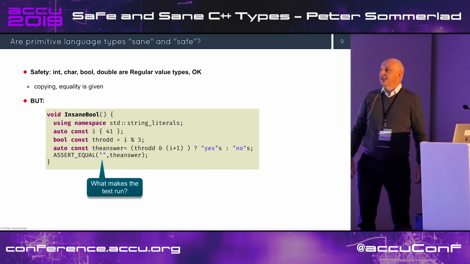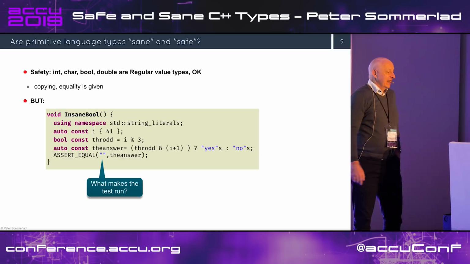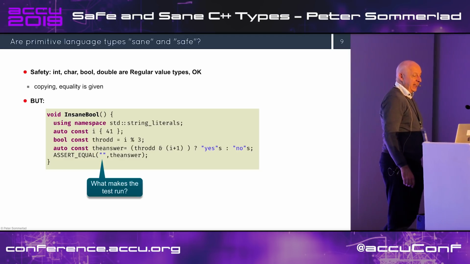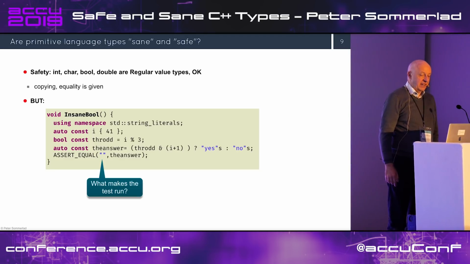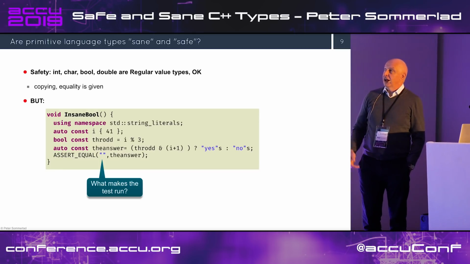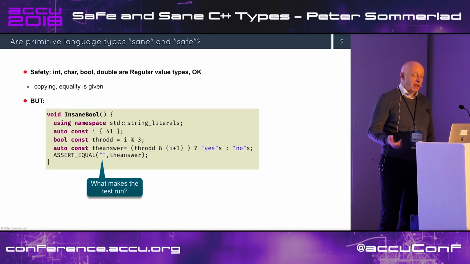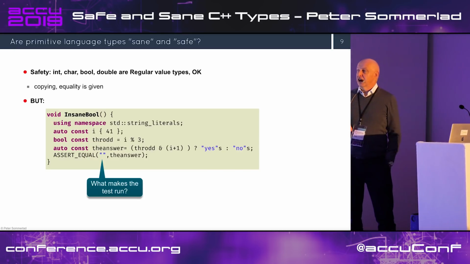Let's see. Example. Are the primitive language types sane and safe? Safety. Int, char, bool seem to be their regular value types. Looks okay, copying, equality is given. But they also have a lot of interesting operators.